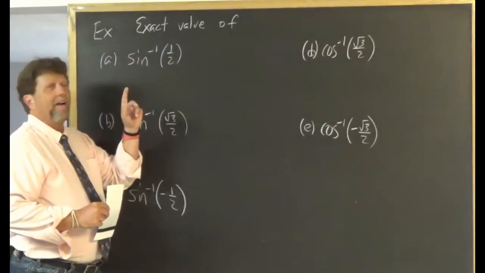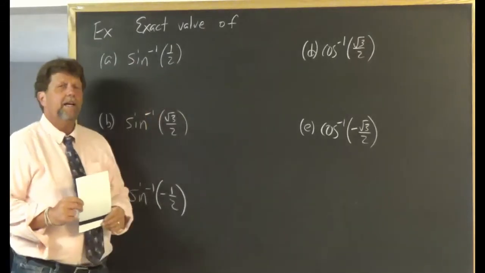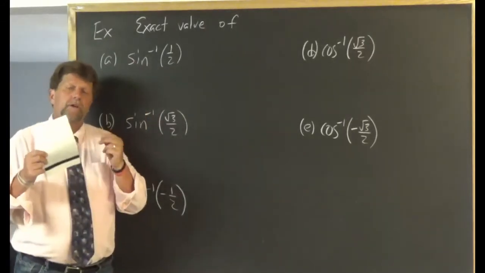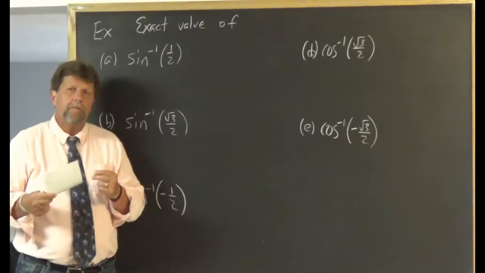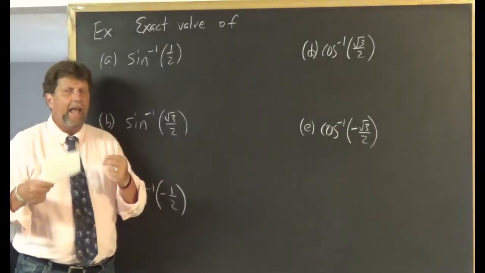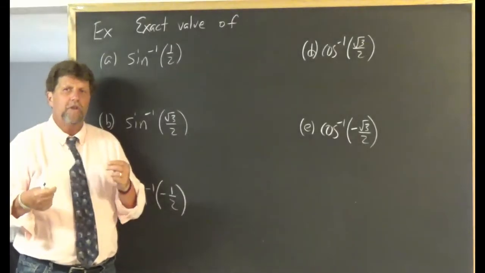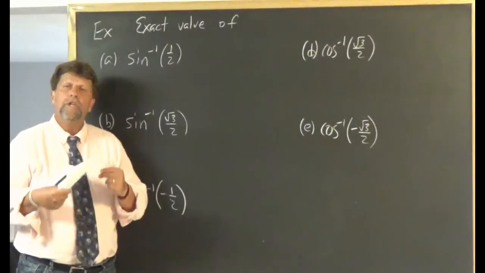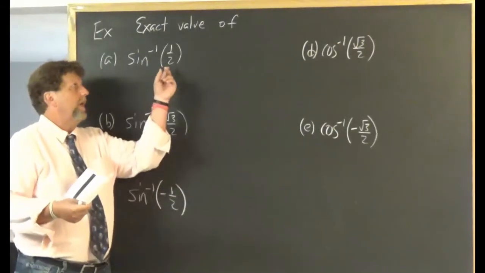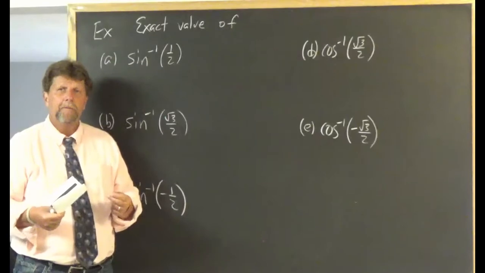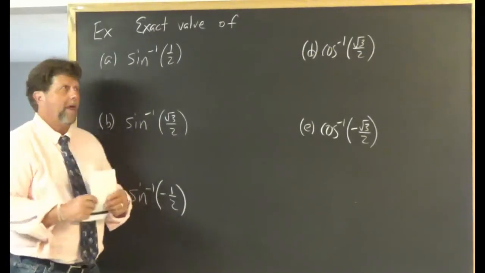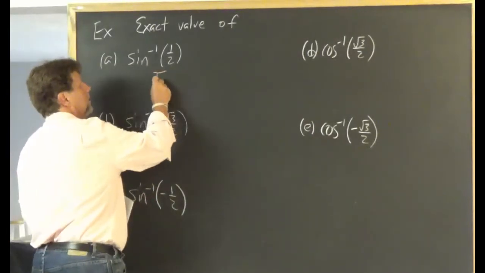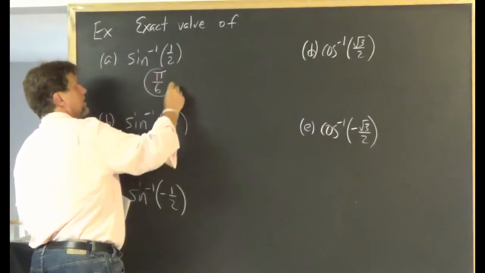Determine the exact value of inverse sine of 1/2. Here's what I need you to remember: inverse sine is finding an angle off the right half of the unit circle. Then when you do the sine of that angle, you get 1/2. That angle would be pi over 6.